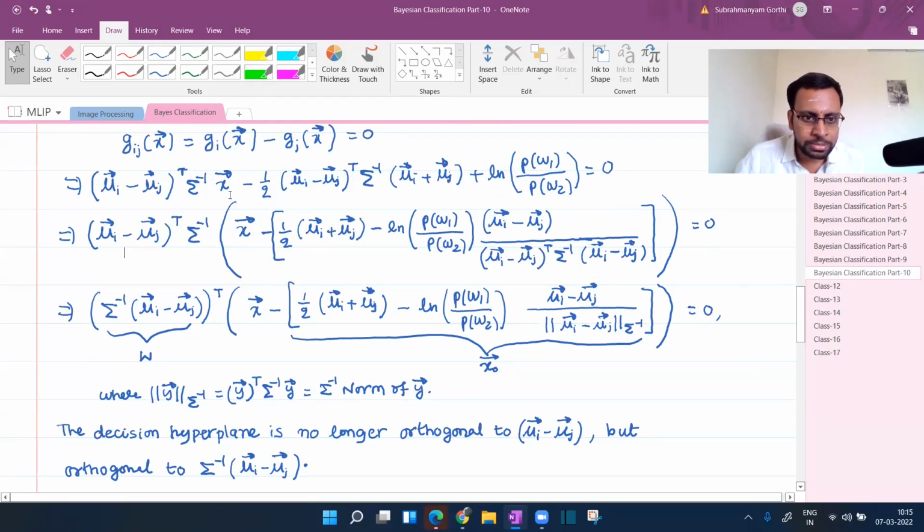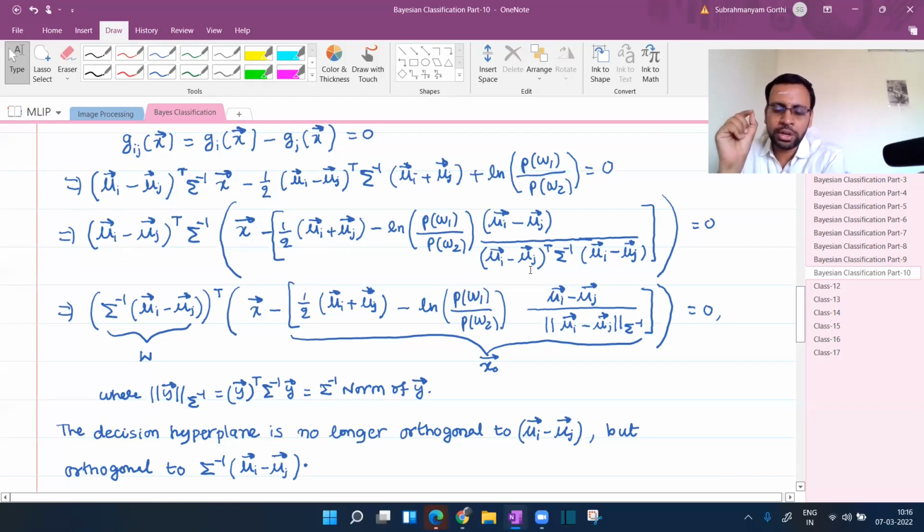So I want to write it in terms of transpose here. Simply, what will happen? AB whole transpose equals B transpose times A transpose, right? So this term would come first, sigma inverse into mu i bar minus mu j bar whole transpose into x bar minus, yes, this is something I want to draw your attention to. This has been written as sigma inverse norm of mu i bar minus mu j bar.